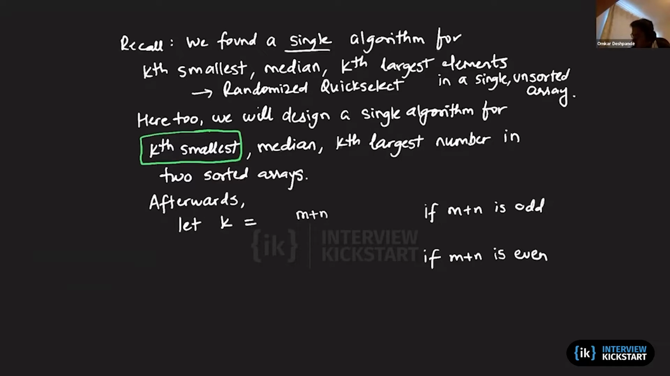So if m plus n is odd, for example, if m plus n is 7, and we have 7 numbers in sorted order, we know that the middle value is going to be the fourth value. If we have 3 numbers in sorted order, the middle value is going to be the second value. So you can see a pattern: if m plus n is odd, like 7, I divide 7 by 2 using integer division, the floor, so I get 3, but I really want the fourth value, so I add a 1.